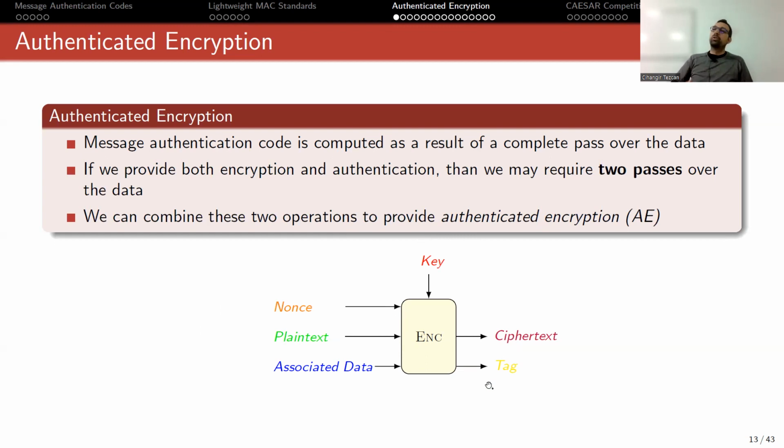tag. When the person receives the ciphertext and tag, they will use the same nonce. They will have the associated data because it is not secret and is transmitted as plaintext. From these parts, they will obtain the plaintext and a tag, and they will check if those tags match. If they match, then we have obtained authenticated encryption.